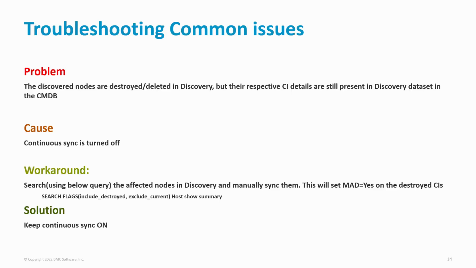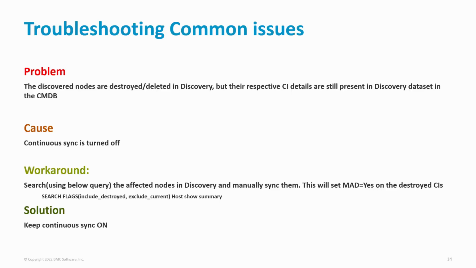I have listed down one query here in the walkaround section that you can see is going to search for all the host type of CIs which are destroyed in Discovery. And from the search output, we can click on action and sync to CMDB to sync all these destroyed CIs in one go so that they get mark as delete equals to yes in CMDB. Once the mark as delete equals to yes is set on the destroyed CIs in CMDB, you can run the purge job, which is then going to hard delete all those CIs from the Discovery import dataset. To avoid these types of problems, it is recommended that you keep the continuous sync on if you don't have a specific reason to keep it off.